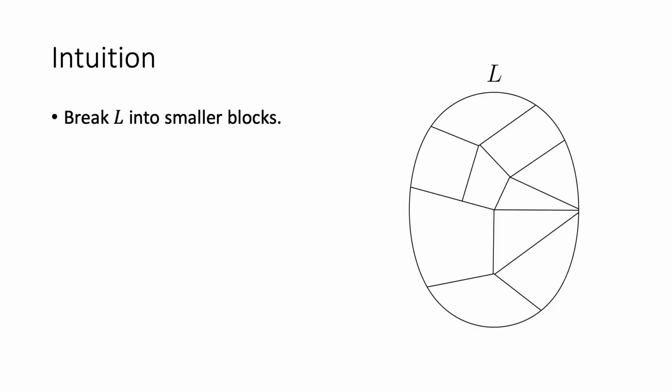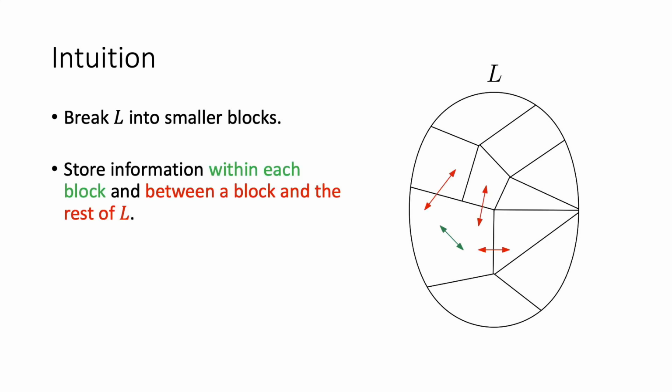Okay, so what is the intuition behind our data structure? We're going to take this lattice and break it into smaller blocks, and store information within a block and between the block and the rest of the lattice. This is a common technique used in data structure design, to break down a problem and store pieces in blocks. Our goal is to get square root n blocks of about square root n elements each. So why do we want this kind of square root decomposition?